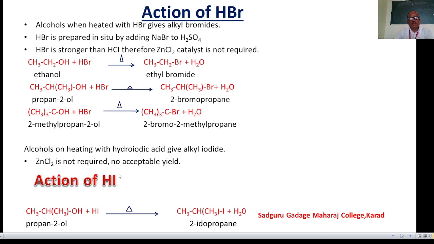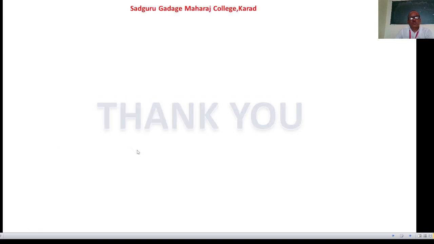Then we have to study the action of HI, or the reaction of HI with alcohol. A similar reaction takes place. Above, HBr is given, so instead of HBr you write HI and the reactions are again the same. Here one reaction is given: propan-2-ol, CH3CH(OH)CH3, plus HI gives CH3CHICH3, 2-iodopropane, plus H2O. The remaining reactions are again the same as with HBr. So this is the action of HI with alcohols. Thank you.